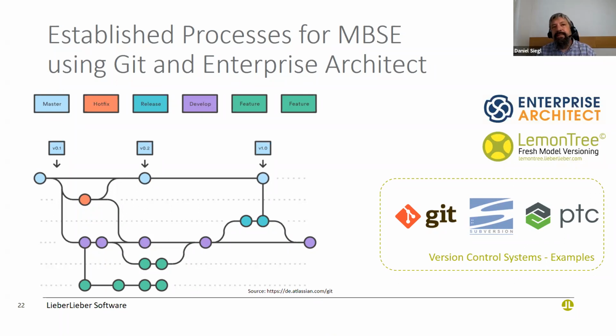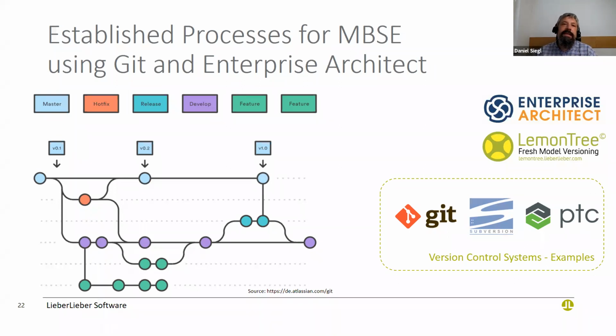So our approach as LieberLieber is to reuse stuff that works well for software engineering, and we are pushing using MBSE with Git for Agile MBSE for a while now, and this gives you great capabilities because you're able to branch out and also reintegrate stuff you created in branches into your model in other branches. And this is the key idea.